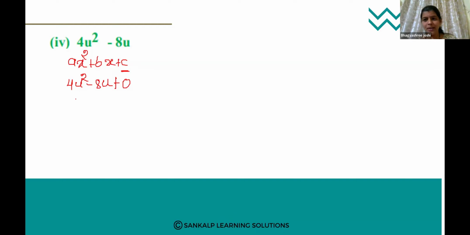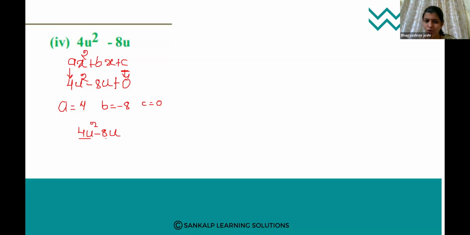Now you tell me, what is the value of a here? Yes, dear children, a value is 4. Why? Because 4 is the coefficient of u square. Next, b value is minus 8, and c value is 0. Now, next part: to find the zeros, that means the values of alpha and beta. How are you going to find alpha and beta? See here, our polynomial is 4u square minus 8u.